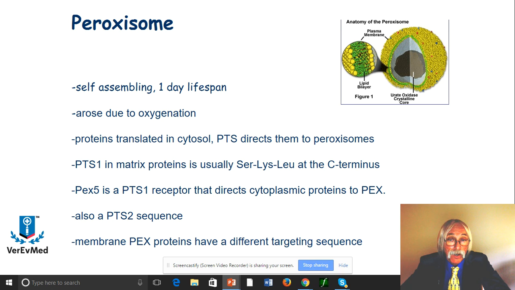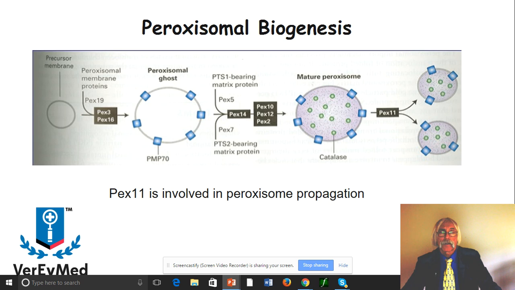There's a lot of other peroxisome targeting sequences, so not just that one. Membrane PEX proteins have a different targeting sequence altogether. So if you're going to just make it into the membrane of the peroxisome, you're going to be targeted totally differently than if you're going to make it into the interior of it. So there's a lot known about this. Here's just one more brief discussion of it.